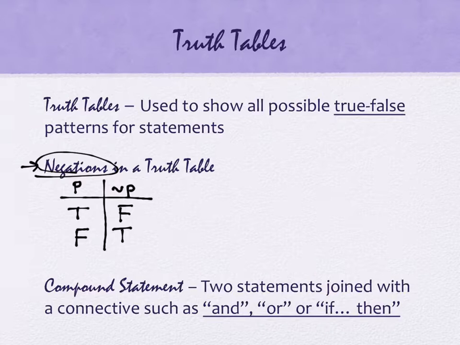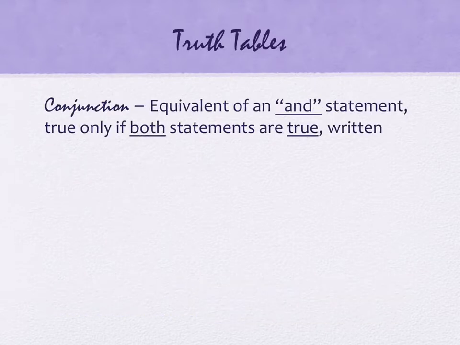There's really three types of connectives: and, or, and if then. And we're going to look at each of those three scenarios and see what happens in terms of truth values. So we're going to start out with what's called a conjunction. A conjunction is the word and. It's a compound statement with the connective and, and it's true if both statements are true.